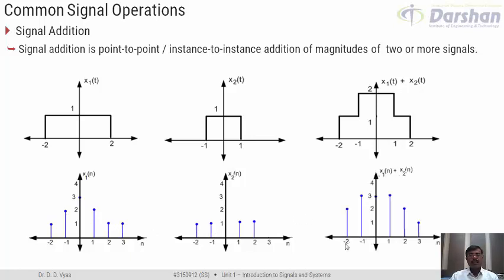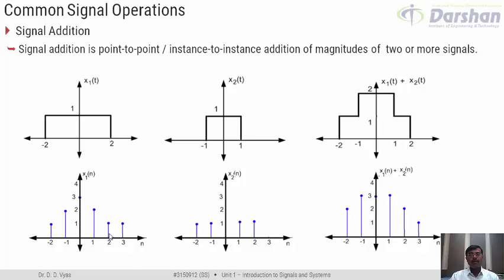So at n equal to minus 2, you get 1 plus 1 equal to 2, at n equal to minus 1, you get 2 plus 1, that is equal to 3. At n equal to 0, this is 3 whereas this is 0, so 3 plus 0 is 3. Again, at n equal to 1, this is 2 and this is 1, so 2 plus 1 is 3.